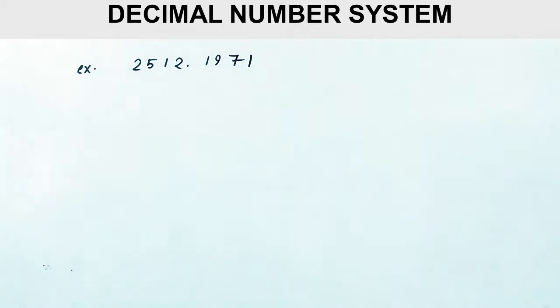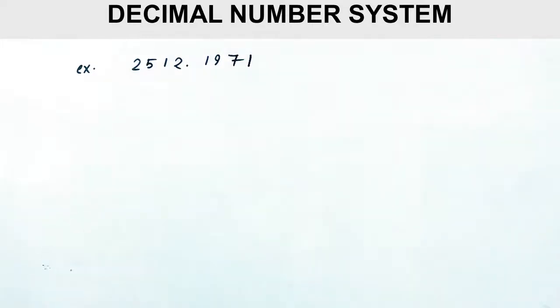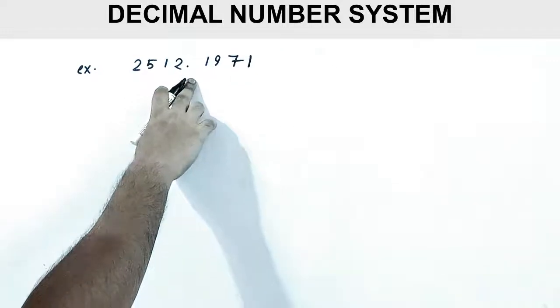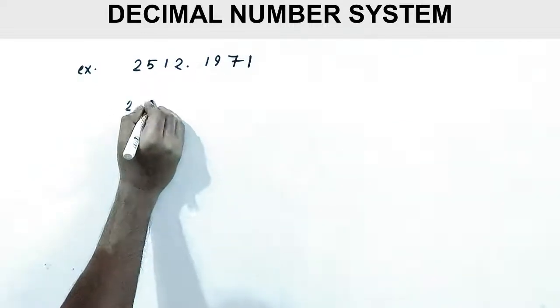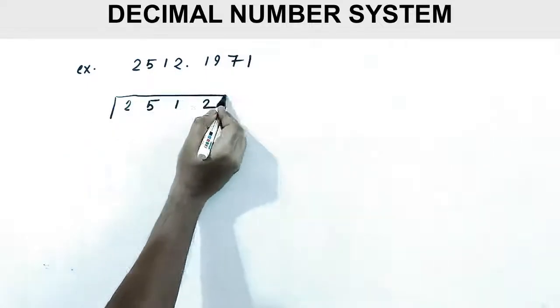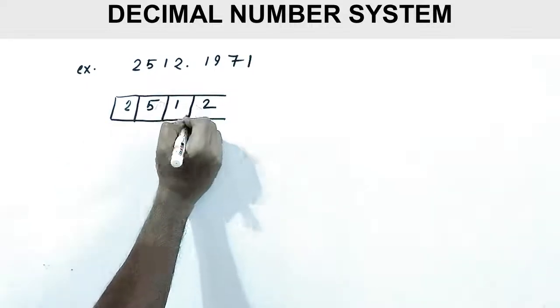Now let's take an example of a decimal number, and here we will try to find out the position, how we can calculate the weightage, and what the positional value will be. The first example is 2512.1971. We just need to represent it in an array-like format. So take this number, it has an integer part and a fractional part as well. Just write these numbers this way: 2, 5, 1, 2. You should write it this way because you need to allocate the position.